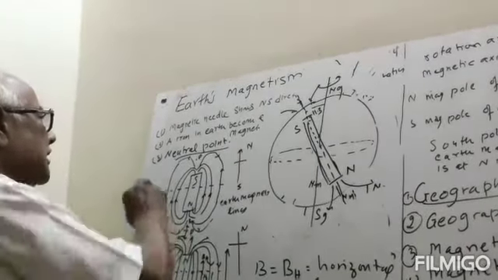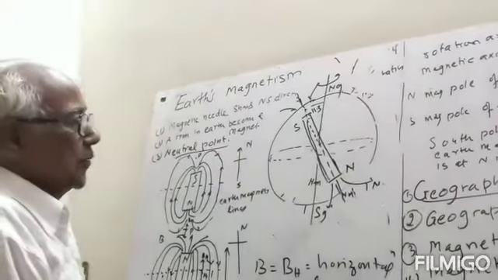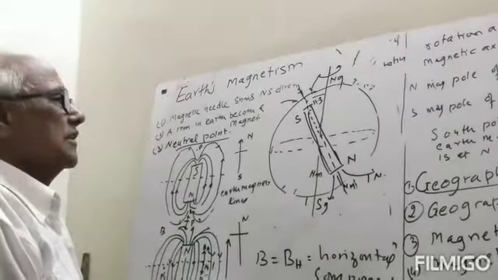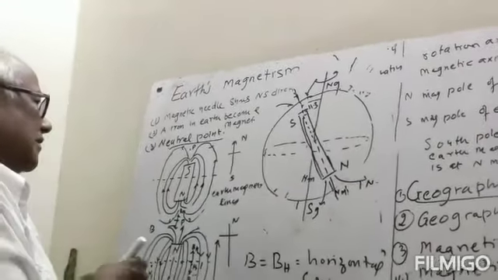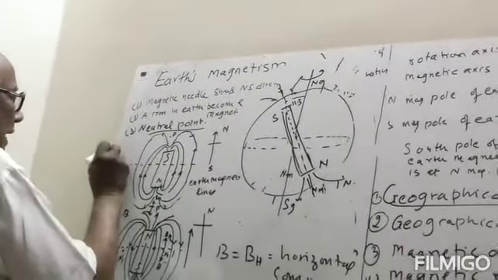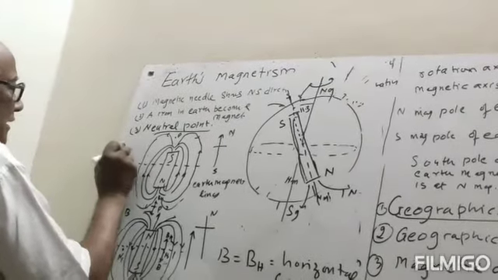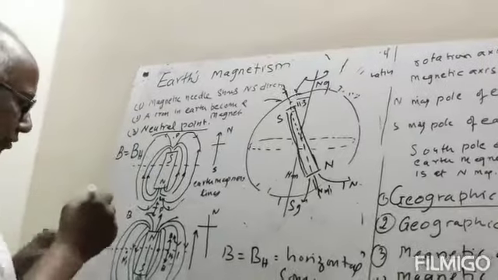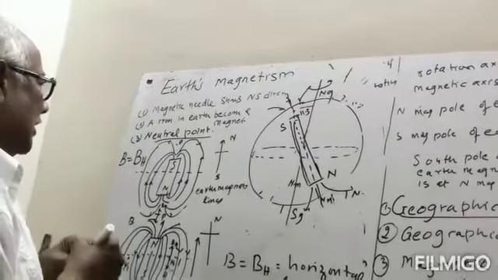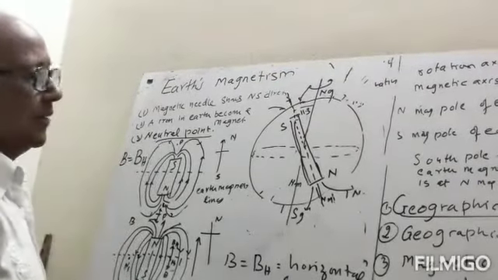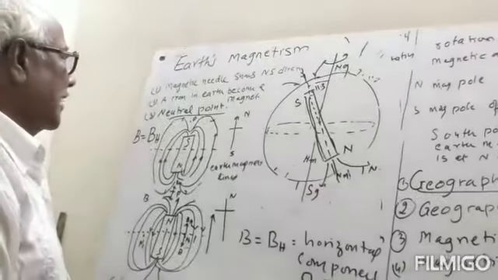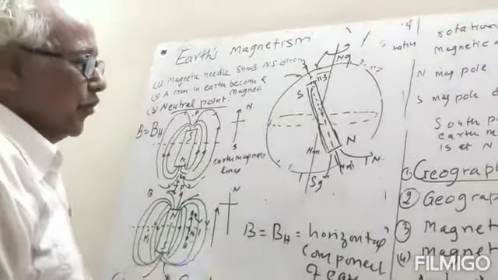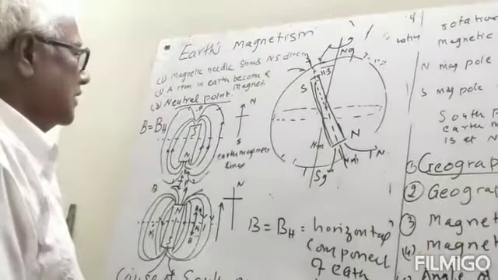Now the third thing, the neutral point. Neutral points are those points where the field due to the magnet is equal to the horizontal component BH of the earth. They are equal and opposite, then there will be a neutral point. At a neutral point, there will be no net magnetic field.